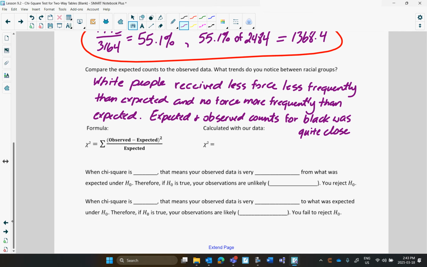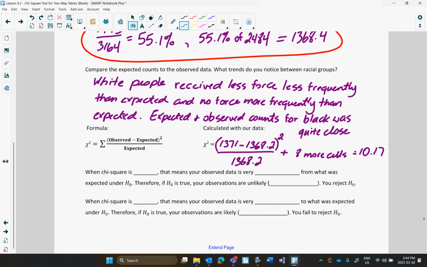But just to sort of start it, this is the top left corner cell for each table. Observed minus expected squared divided by expected, plus, and then you'd have to do the same thing for the other 8 cells above. So you would get 9 values to add together. And when you did that, you would get approximately 10.17.